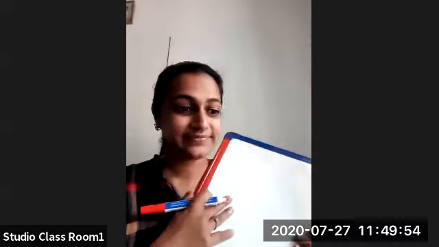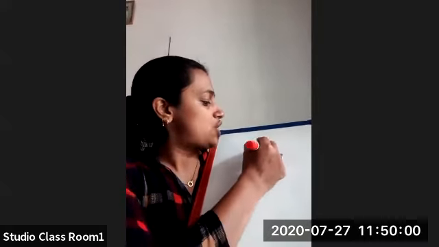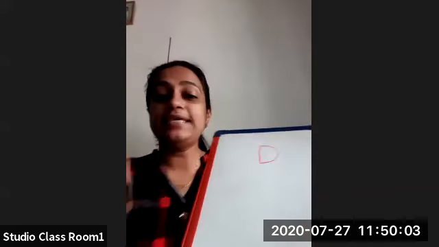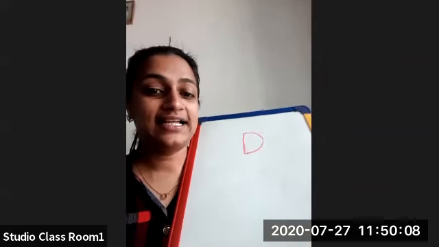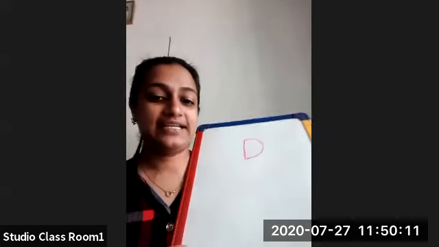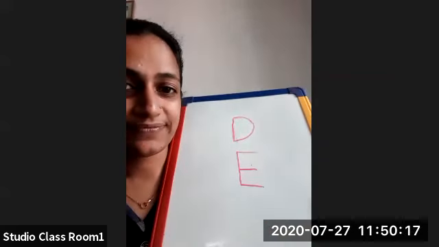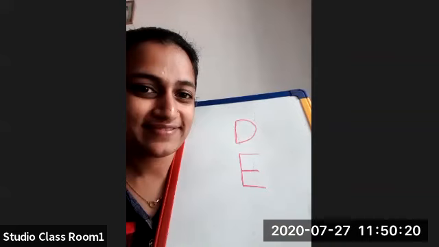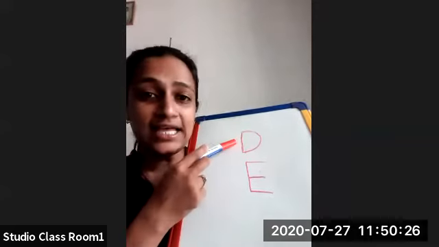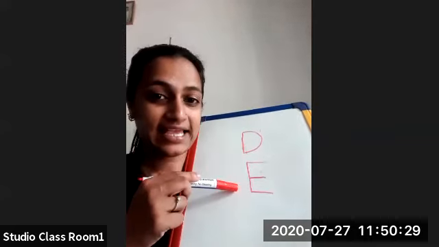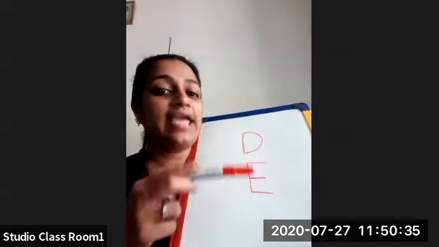Ready? Yes. Moving on. What is the sound of this? D. D. Very good. Then, what is the sound of this? A. So we have D, we have A. D, A, D.